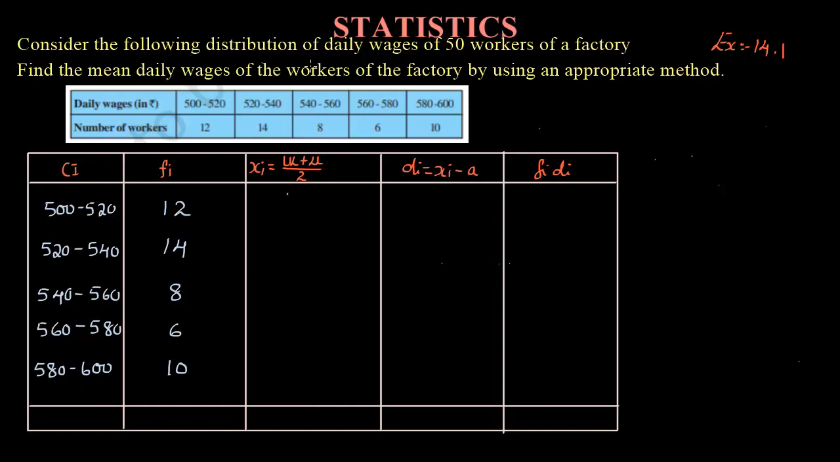So here is the second question of the exercise 14.1 of NCERT textbook. Consider the following distribution of the daily wages of 50 workers of a factory. Find the mean daily wages of the workers of the factory by using an appropriate method.